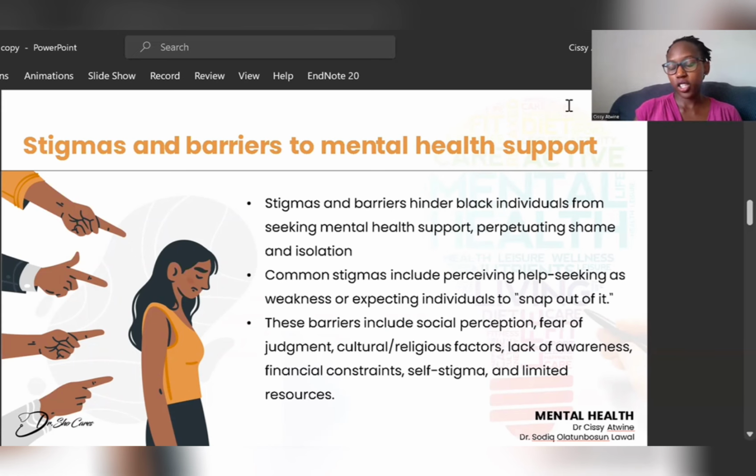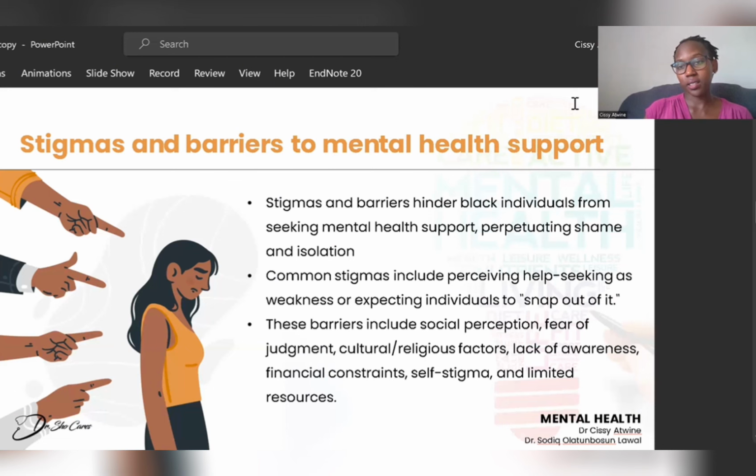There are also barriers that include social perceptions of mental illness, fear of stigma, cultural and religious factors, lack of awareness, financial constraints, self-stigma, and limited resources. One of the things that I think really comes up a lot in Black people in terms of stigma towards getting help is, for instance, thinking that you're weak, or maybe you're not having faith, especially if you're a religious person. Religious people usually feel like maybe if they admit that they're having anxiety or depression, then maybe they're not having enough faith.